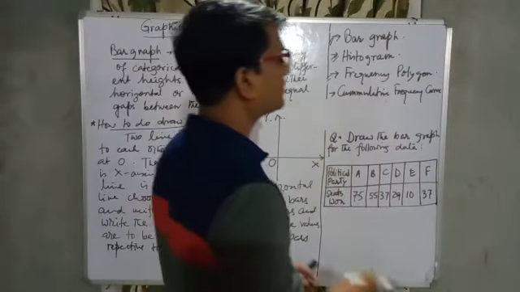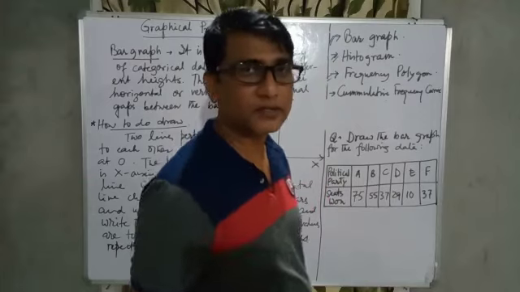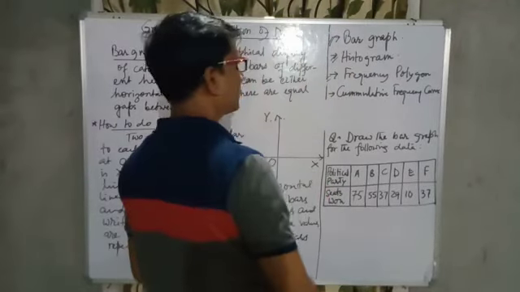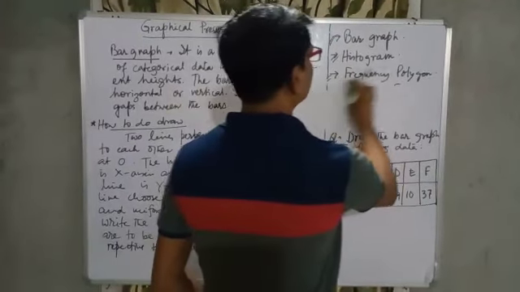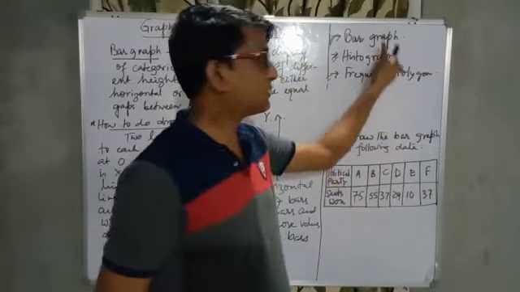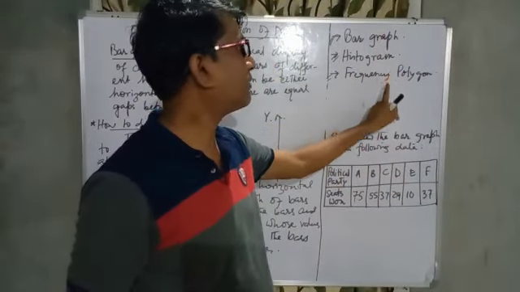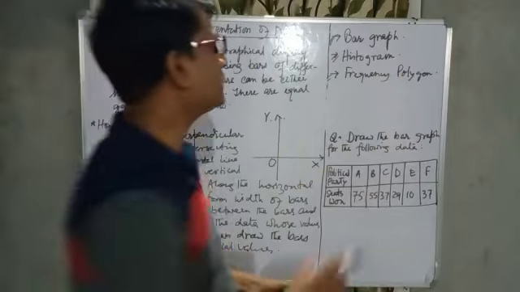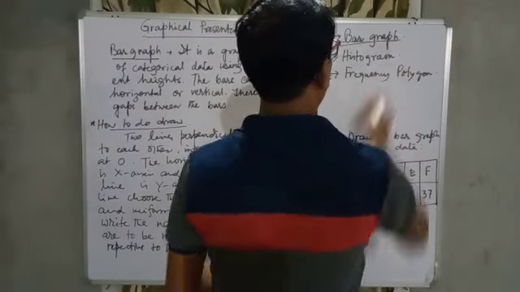The cumulative frequency curve is in the next class; in class 10 we will get to it. Our topic is these three things only: bar graph, histogram and frequency polygon. But today we will discuss only the bar graph.